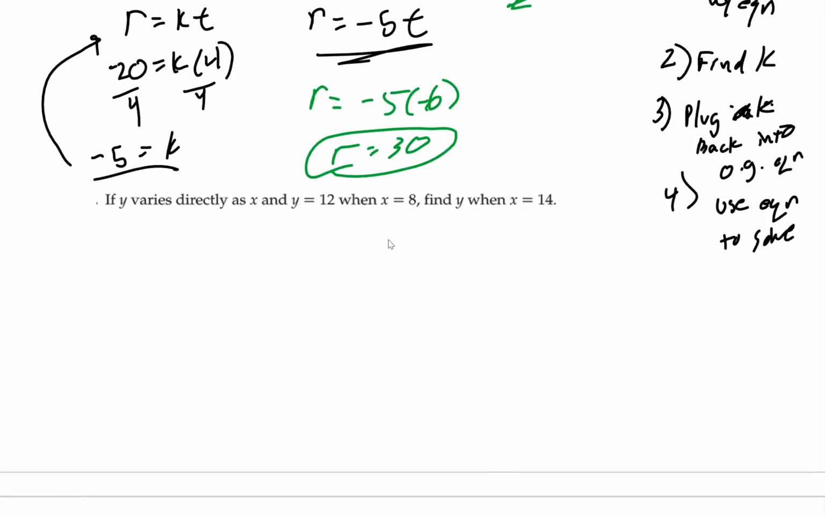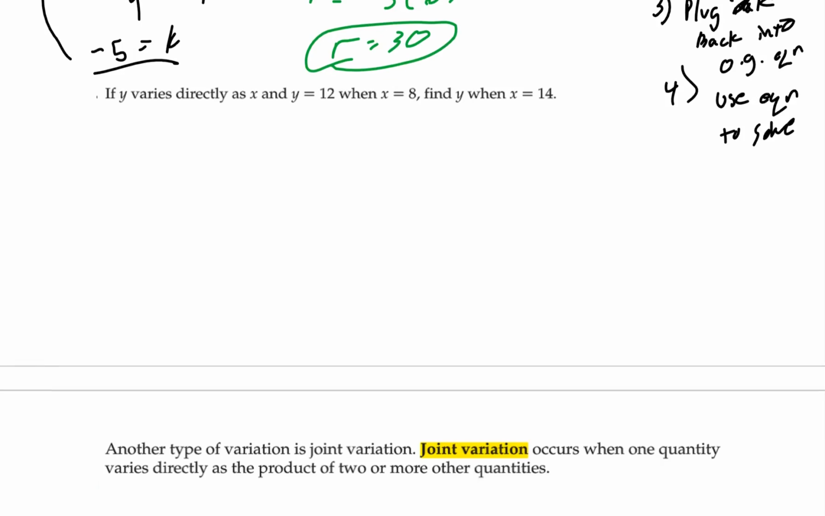So let's do another one to practice. So let's look at this one. y varies directly as x. So first step, come up with the formula. So y equals kx. That's our formula. Then they say y equals 12 when x equals 8. So we're going to use this to find our k.